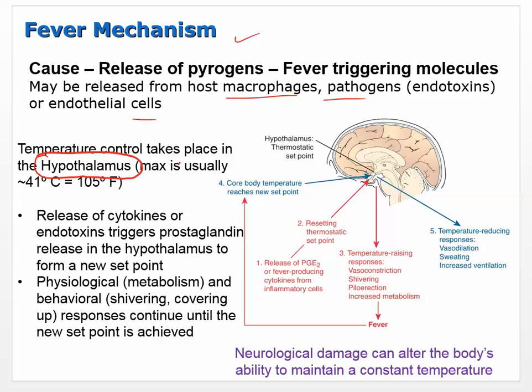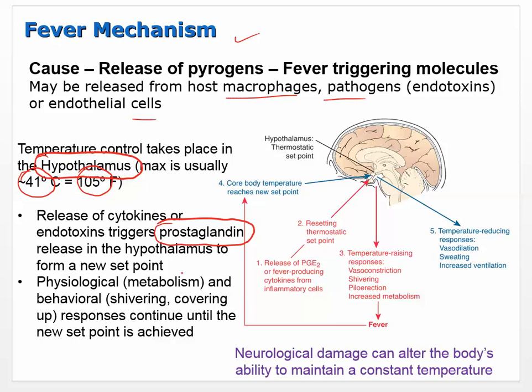The hypothalamus now has a new set point, and so it's trying to get the temperature up to, in this case, 41 degrees Celsius or 105 Fahrenheit. That's the max generally, although it can go higher than that. But that's what's going on. So release of cytokines or endotoxins triggers prostaglandins. There's that word prostaglandin again. Prostaglandin release in the hypothalamus forms a new set point.